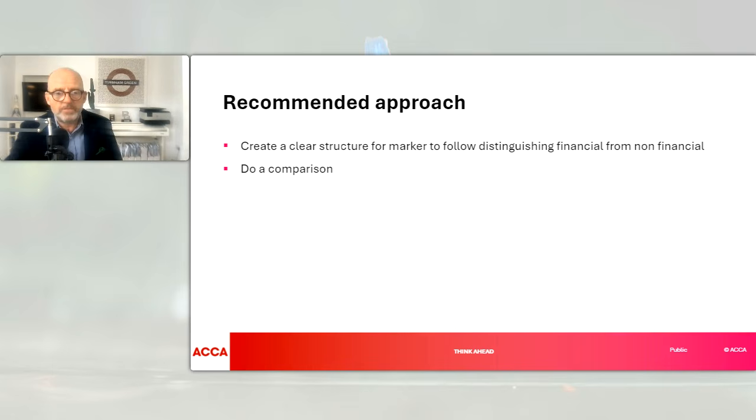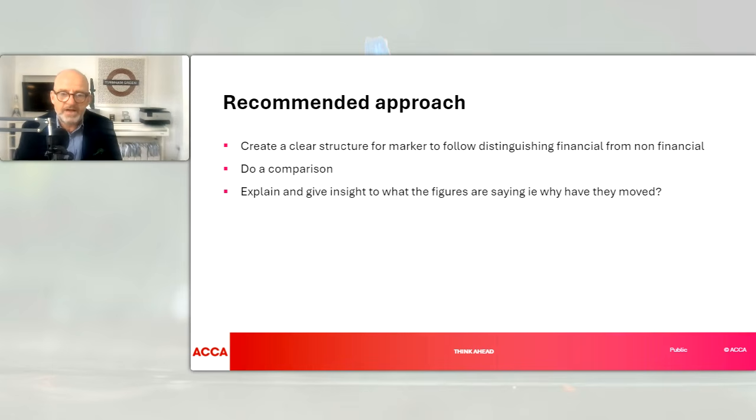I'll show you what people did in reality in a moment. It's not enough to say, oh, figures have gone up or they've gone down. People can work that out. That's not a strategic professional level of skill. And you need to give an insight into those figures and say what is the reason they may have moved, or suggest what reason might be there for why they've moved.